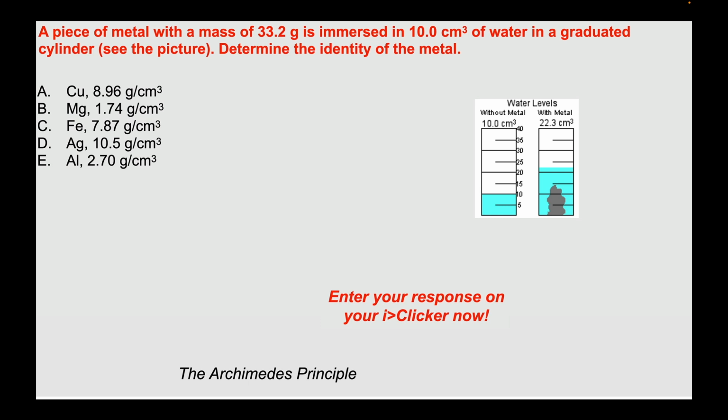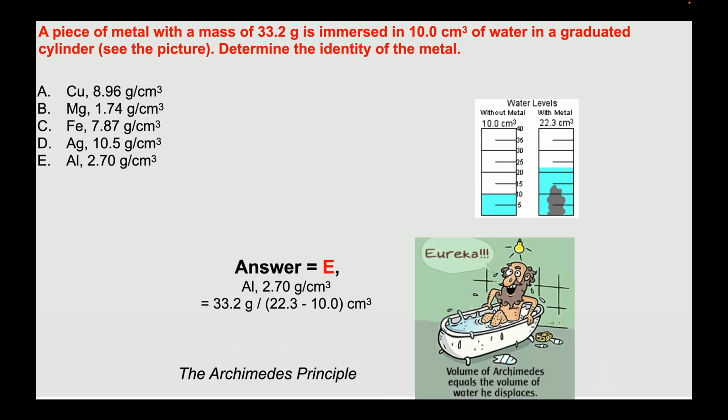And we have the mass of the metal. So the density of the metal, mass over volume, is 33.2 divided by 12.3. The density comes out to be 2.70 grams per centimeter cubed. And if you look at that table there, it's going to be answer E. We have a piece of aluminum.